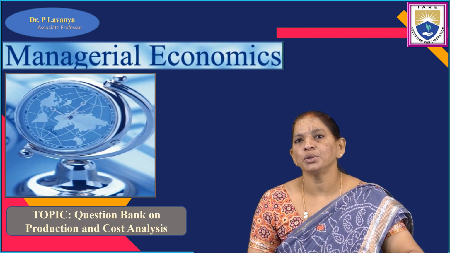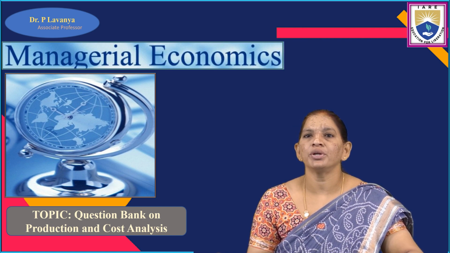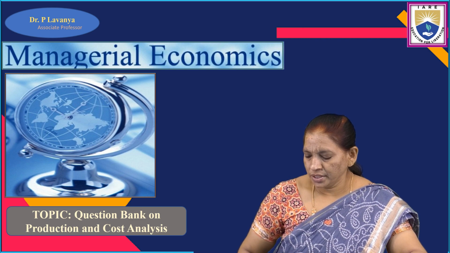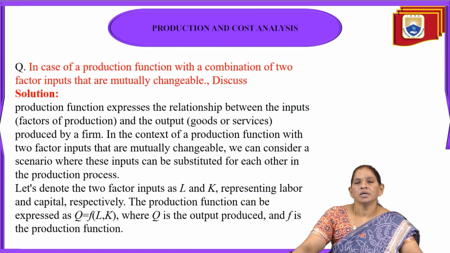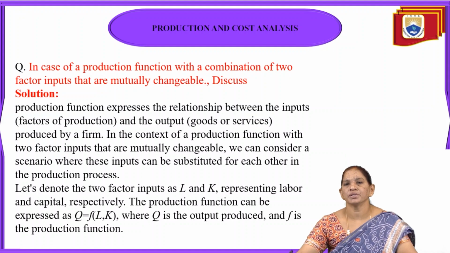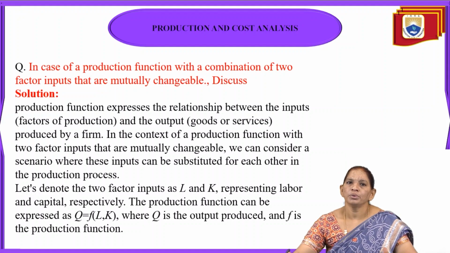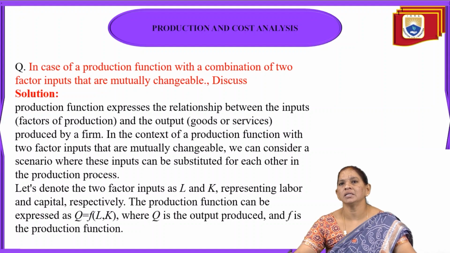Today our question bank relates to the critical analysis questions of production and cost analysis. In this first one, we want to see a case relating to the production function with a combination of two factor inputs which are mutually changeable. Discuss. Here in the production function, as we know, there are the short-run production function and long-run production function. It is asking what type of factors, or combination of two factors, can be mutually changeable. Is it possible or not?